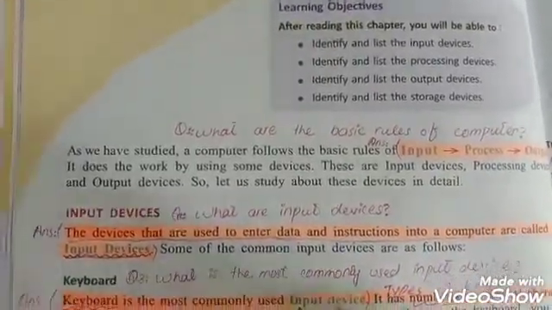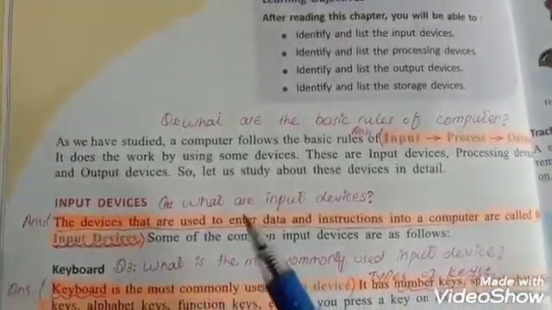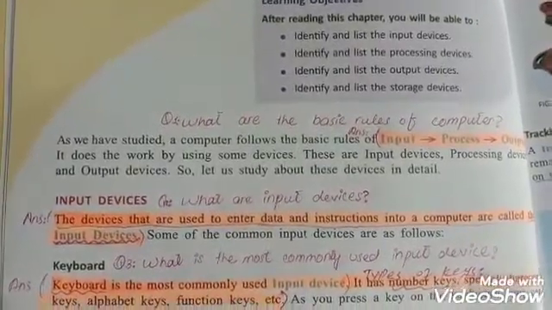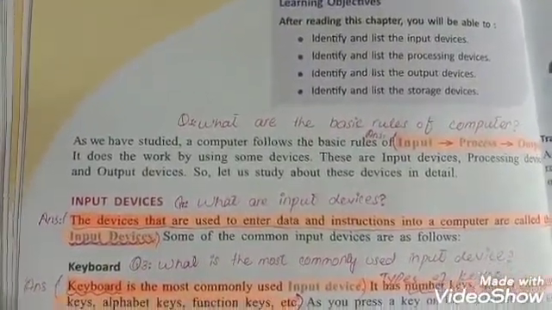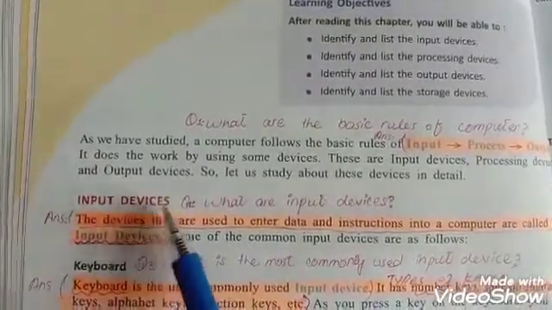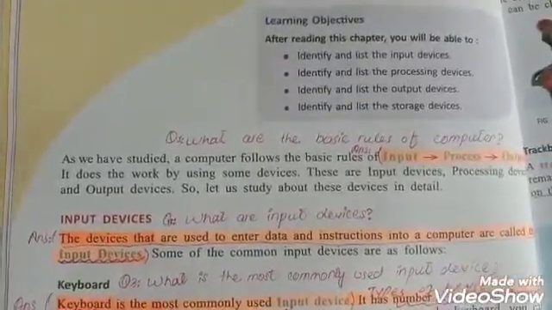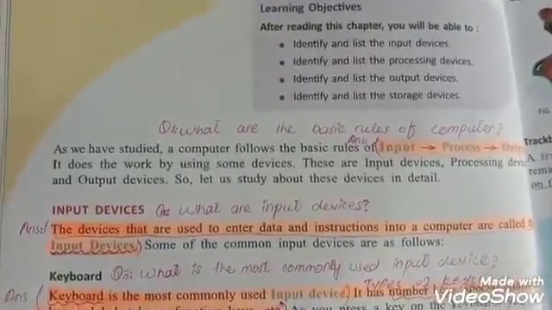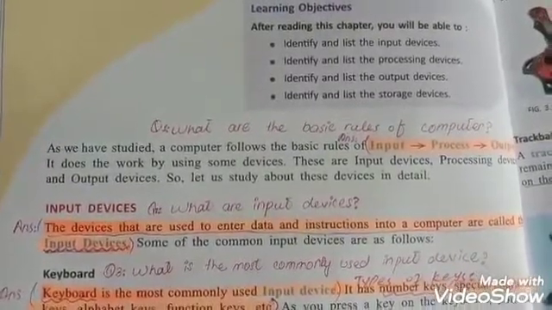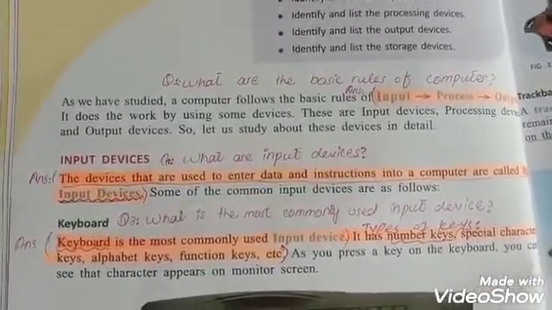Input is anything given to the computer, and the input is given by some input devices like keyboard, mouse, scanner, microphone, touchpad, touch screen, etc. These are examples of input devices. The second definition of input devices is: the devices which we use to enter data in our computer system are known as input devices. Now we are going to discuss types of input devices.